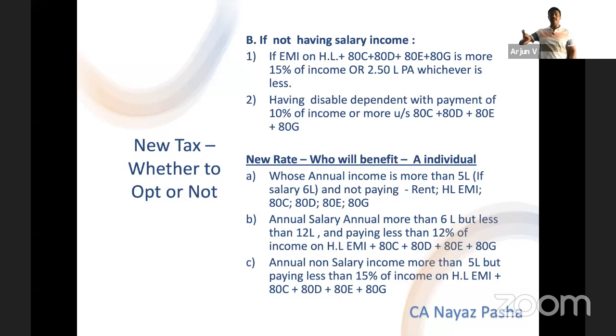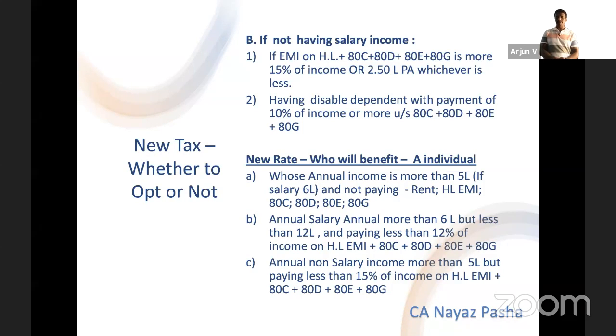Or if your spending is more than 1.5 lakhs on interest on housing loan, medical insurance, all these 80C savings, which includes life insurance, school tuition fee, NSC, all this put together, 80E, interest on education loan, if you can reach 15% of your income, you are still better under the old rate. Do not opt for the new rate. Or you reach 2.5 lakh rupees, enough, all put together.